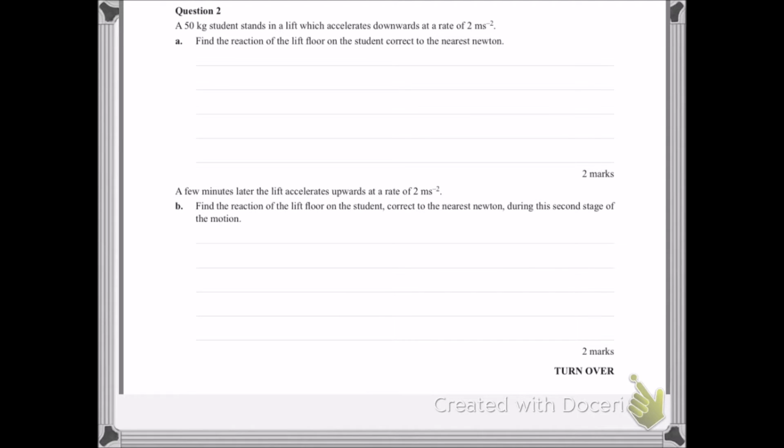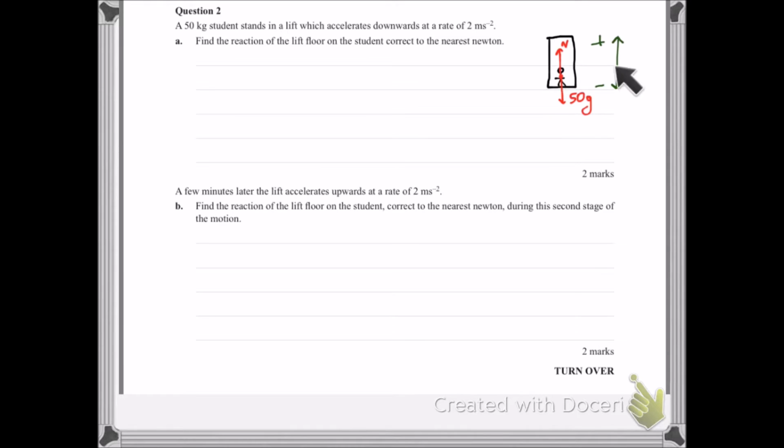So question 2 looks at a 50 kilogram student who stands in a lift which accelerates downwards at a rate of 2 meters per second squared. Find the reaction of the lift floor on the student correct to the nearest Newton. So this reaction of the lift floor on the student, well, that's referring to the normal reaction force. So if we draw our little student in the lift, you've got the normal reaction force, there it is, vertically upwards, N, and you've got the student's weight force, 50 g, vertically downwards.